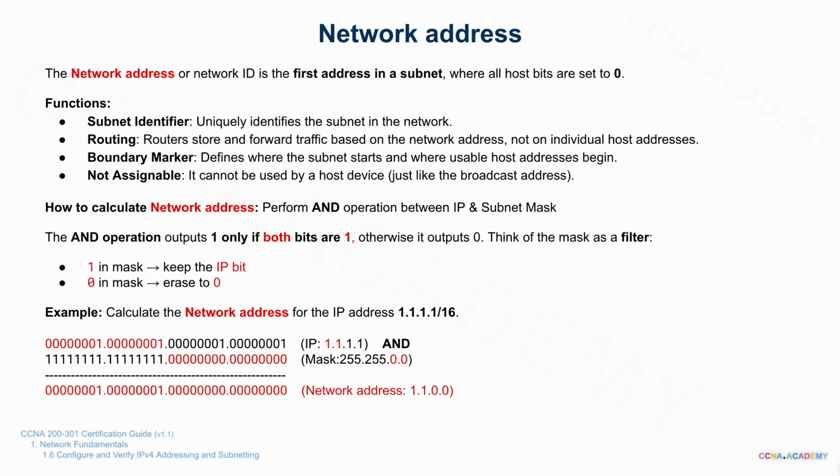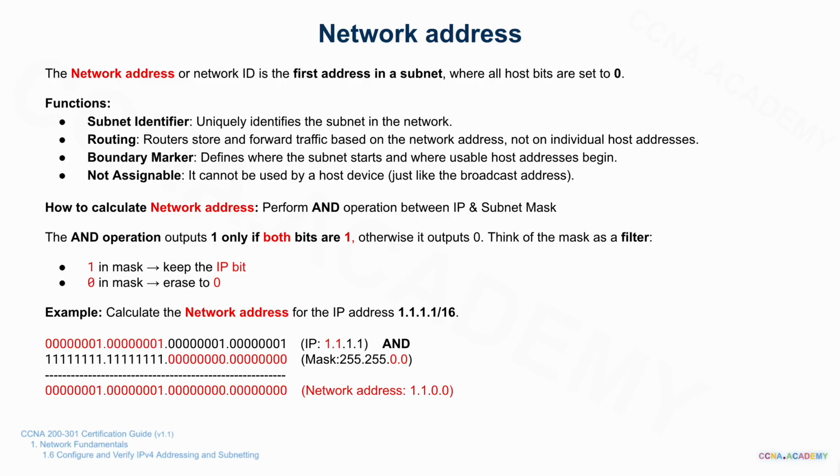The network address or network ID is the first address in a subnet. All host bits are set to 0. It identifies the entire subnet and can't be assigned to a device. Routers use it to route traffic between networks. To calculate it, perform a logical AND between the IP address and the subnet mask. Wherever the mask has a 1, keep the IP bit. Wherever it has a 0, replace it with 0.